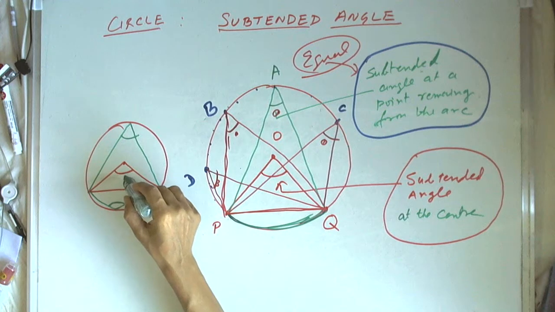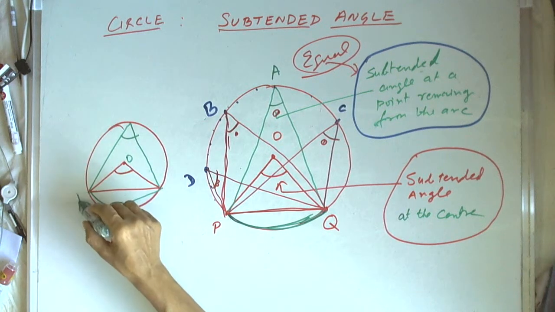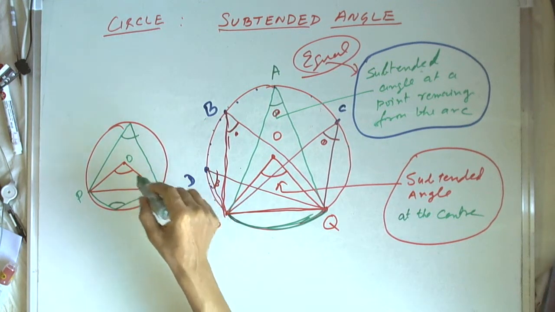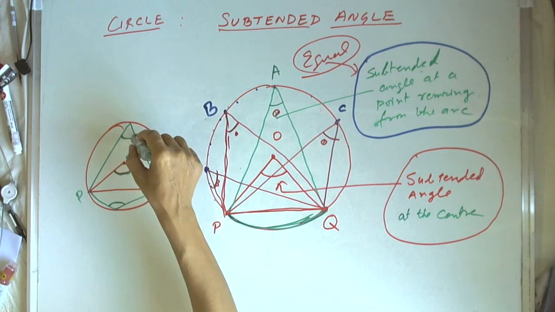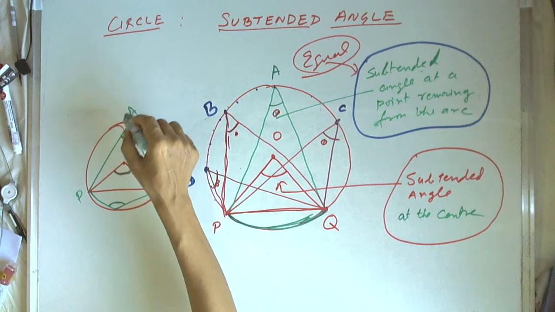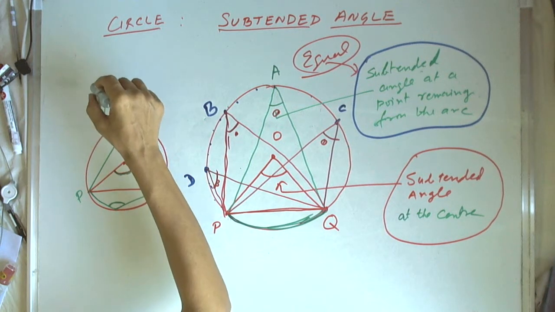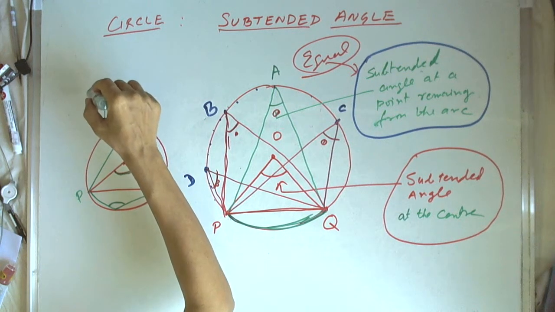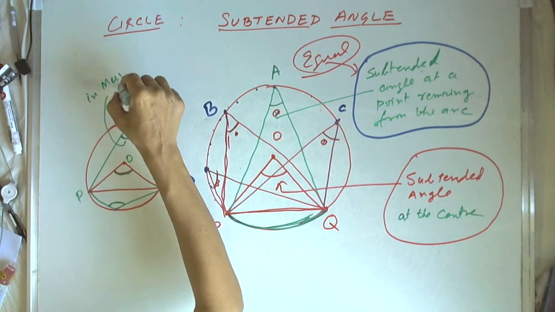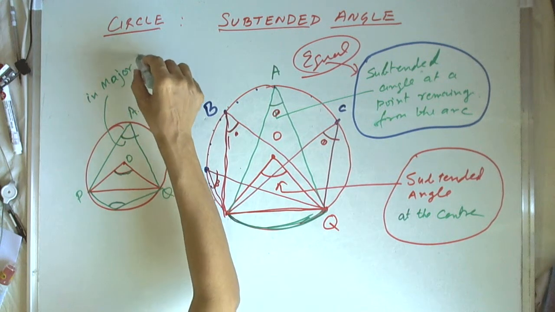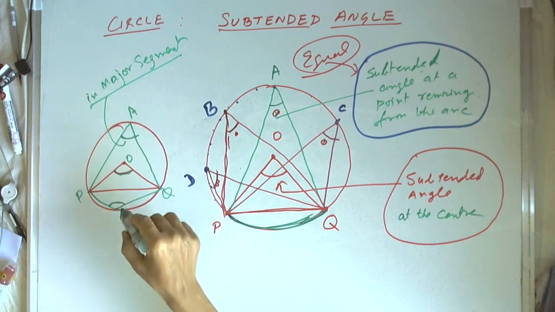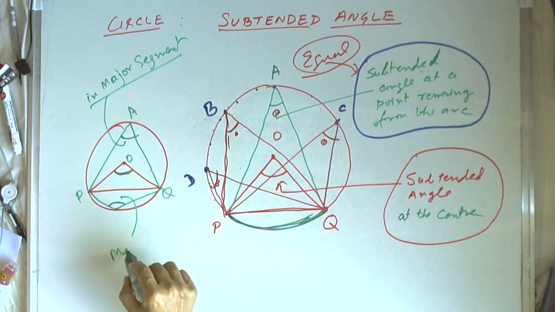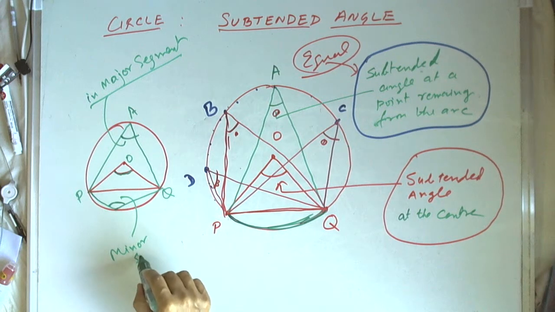So this is P, Q. This is the subtended angle at the center, and this is the subtended angle in the major segment, and this is the subtended angle in the minor segment.